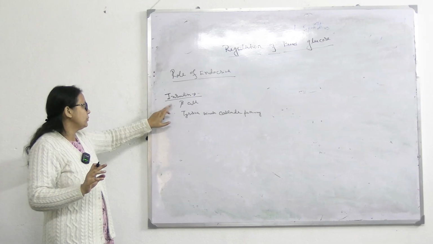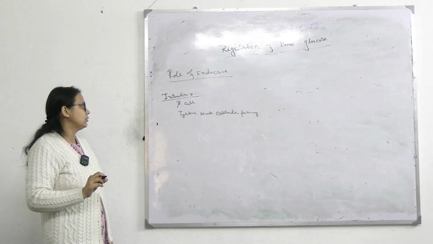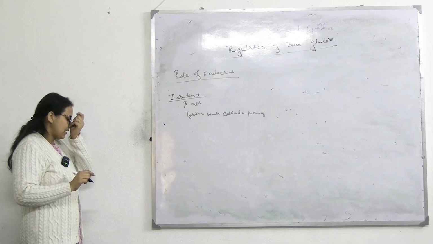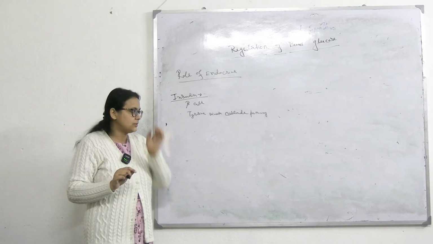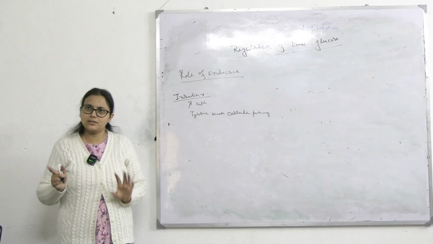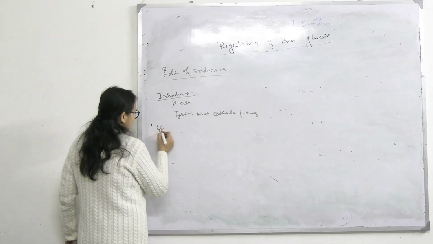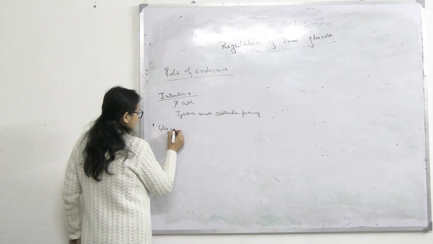So insulin acts using the tyrosine kinase cascade pathway, and it is secreted from beta cells. When blood glucose level starts falling, then insulin secretion starts. So let's see what the effects are over glycolysis.